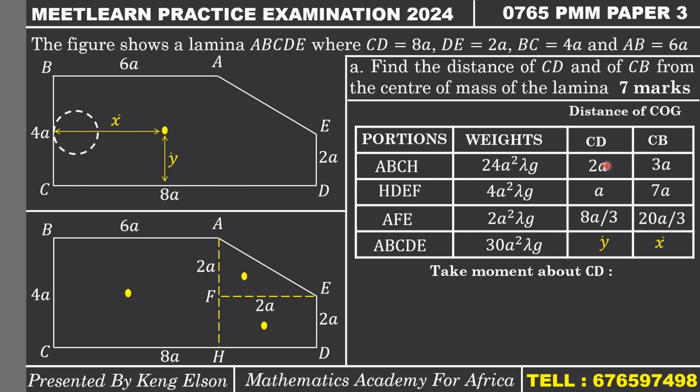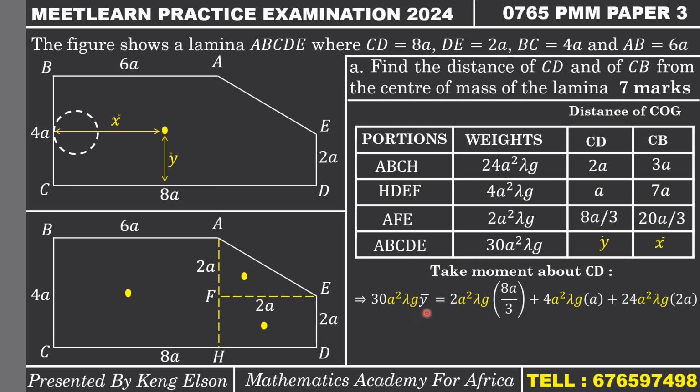So we are just going to be considering all these distances from CD. The weight is 30a squared lambda g times y bar, equal to 2a squared lambda g times 8a over 3, plus 4a squared lambda g times a, plus 24a squared lambda g times 2a. Doing that, this is what we have.